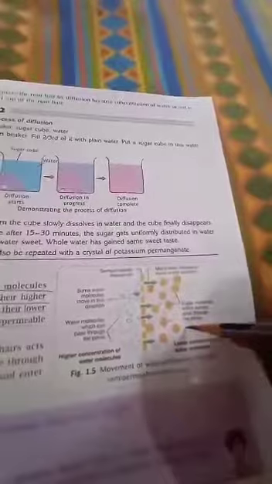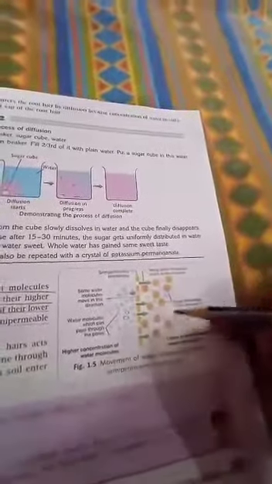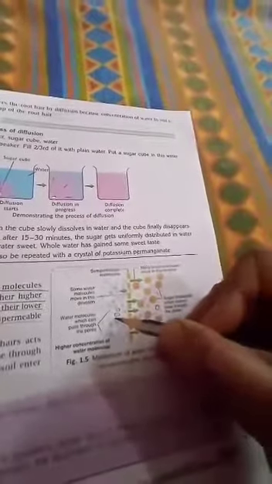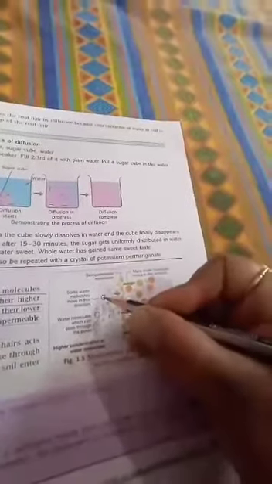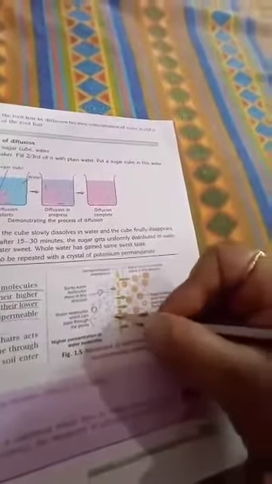In this figure 1.5 you can see a semi-permeable membrane, and here a sugar solution, and here only water. In the sugar solution, what is the water? Water is the solvent, and here water is also the solvent. So in the osmosis process, if some bigger sugar molecules are also here, sugar is the solute, so the solute doesn't move. Only solvent molecules move from their higher concentration to the lower concentration.